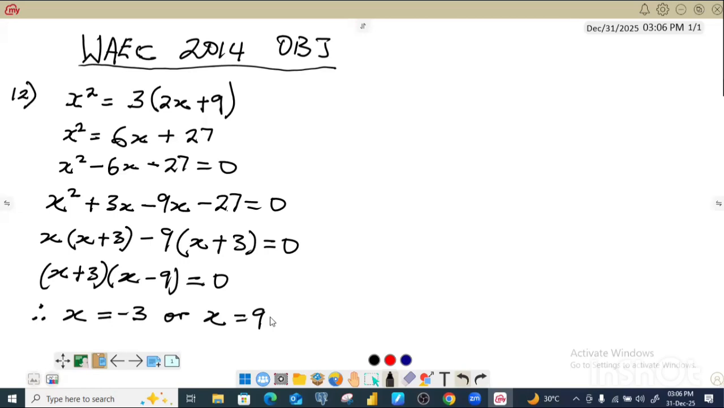Yes. So I want to believe there is an option that says x is such that x equal to minus 3, comma, x equal to 9. That should be the answer. Yes. Next, which number is next? Number 16.